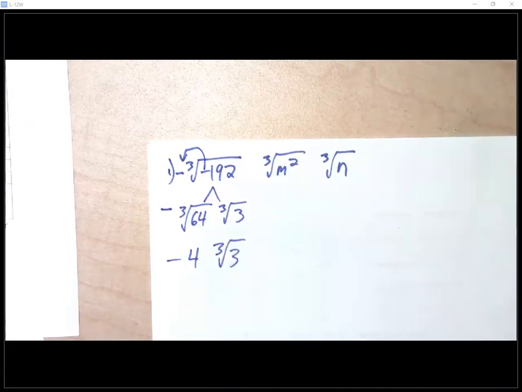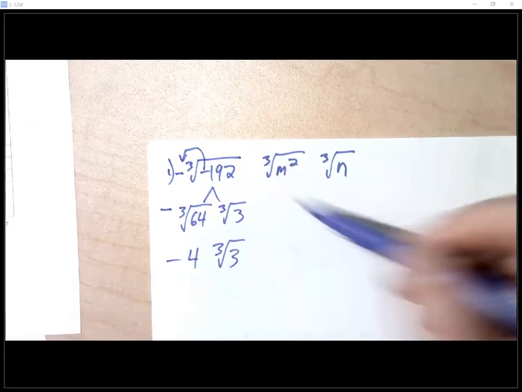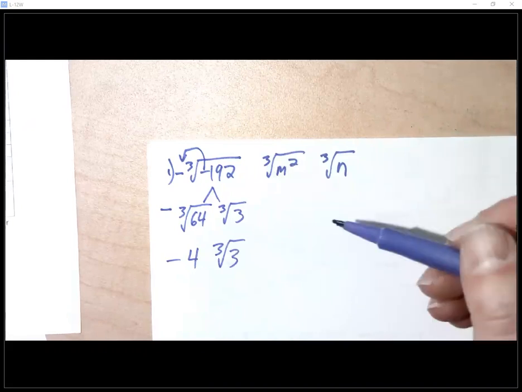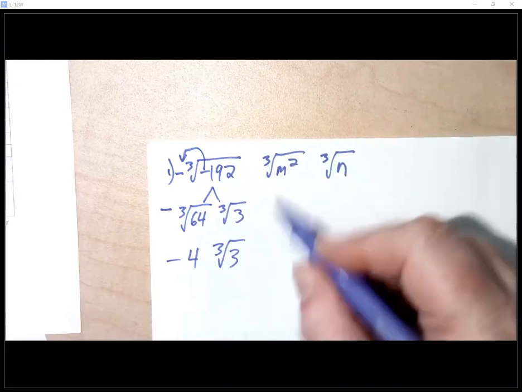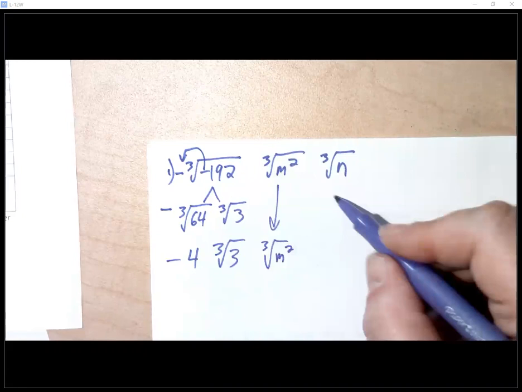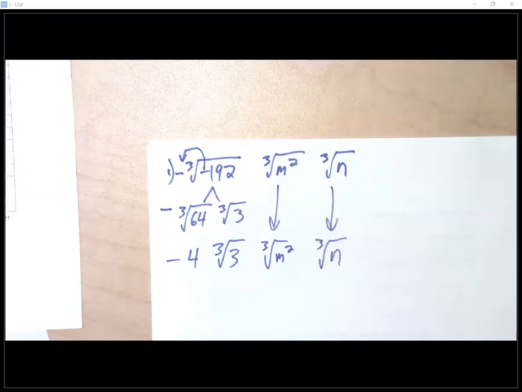Now let's handle the variables. If your exponent is smaller than the index, there's nothing to do. You can't simplify it. It's already as low as it's going to go. So that's literally just going to stay cube root of m squared. And same thing's happening with this one. That's just going to stay cube root of n. Now I multiply everybody that's not in a root together. Everybody that is in a root gets multiplied together, and they're in one big root at the end.